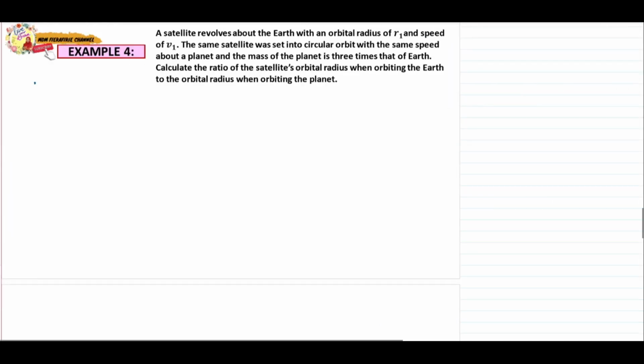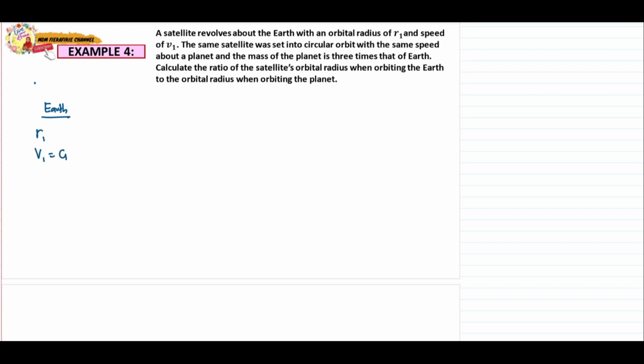Alright, now example number 4. It looks long, so let's read. A satellite revolves about the earth with an orbital radius of R1. So we have a satellite that revolves about the earth. And if we write it down first, it means that the orbital radius is R1 and the speed is V1.